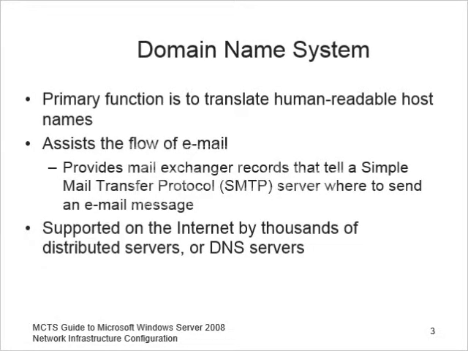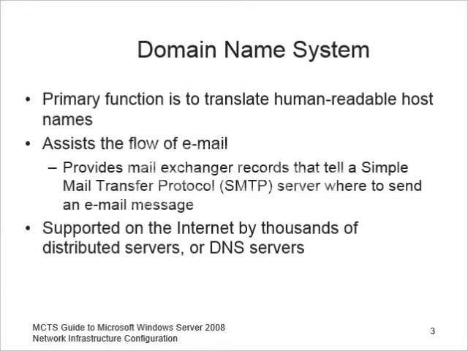DNS provides name resolution. In other words, the primary function of DNS is to translate human-readable host names such as Microsoft.com to network-required Internet Protocol addresses, or IP addresses. DNS also assists the flow of email by providing the mail exchange record that tells a Simple Mail Transfer Protocol server where to send an email message.